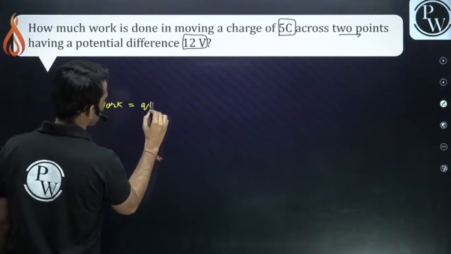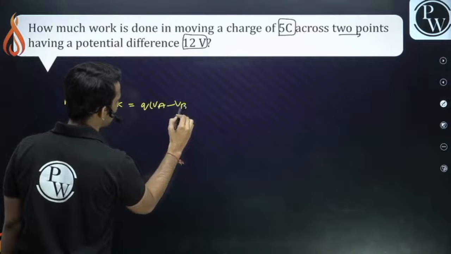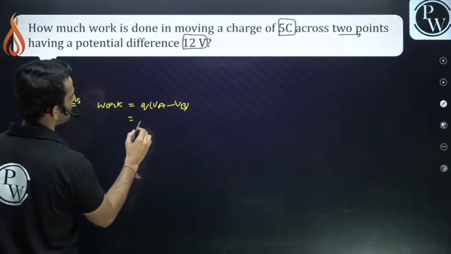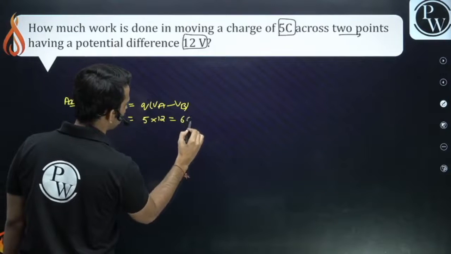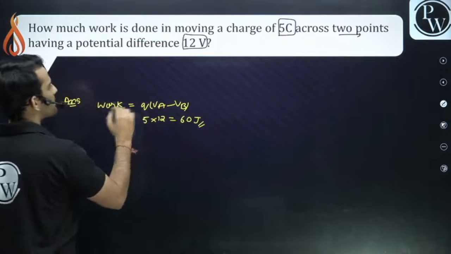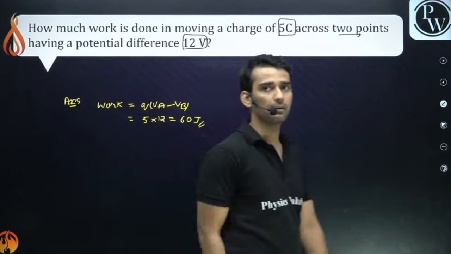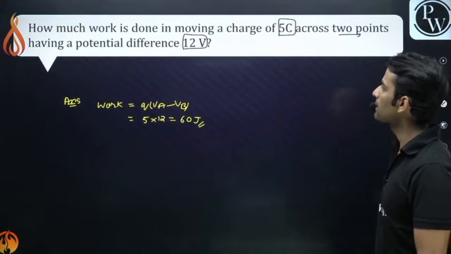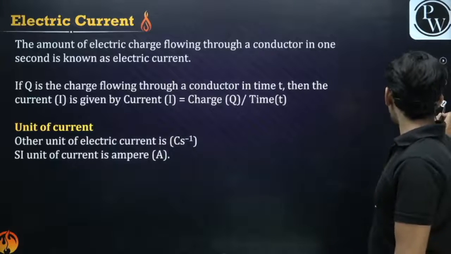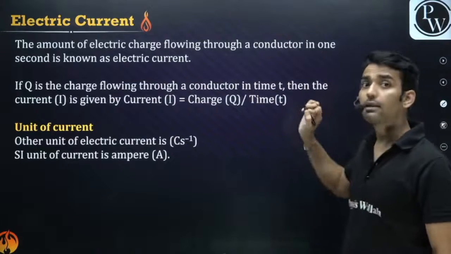Work done will be charge times potential difference, Va minus Vb, so Q into (Va minus Vb). The charge is 5, and the potential difference is 12. So the work done will be 60 joules. Simple. Va minus Vb is given, the potential difference is given, right? So this is how we calculate the work done. Is it clear?